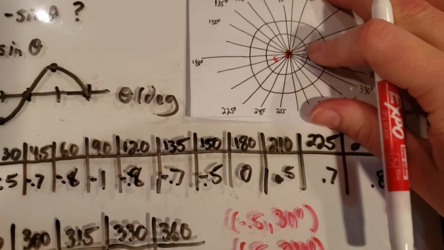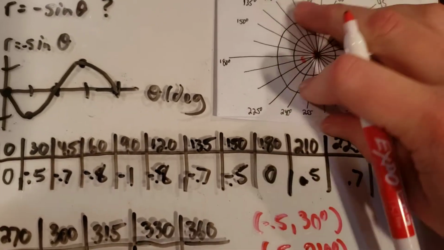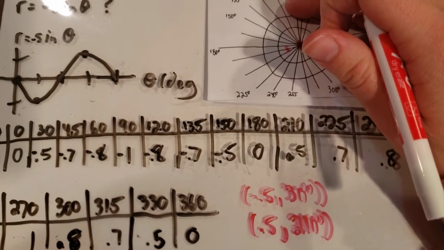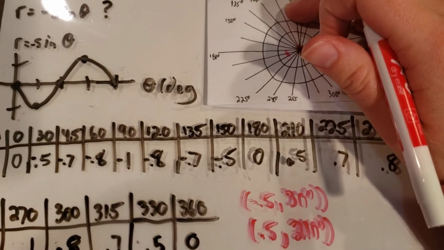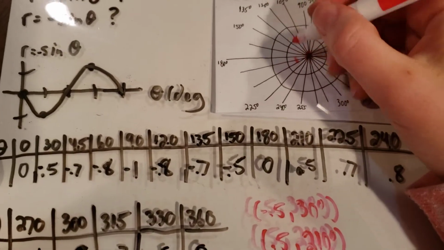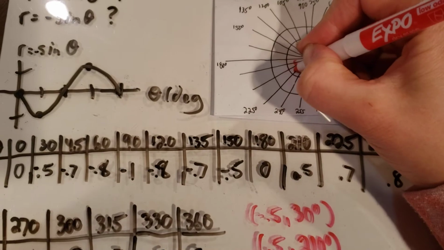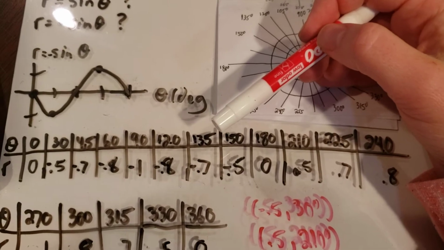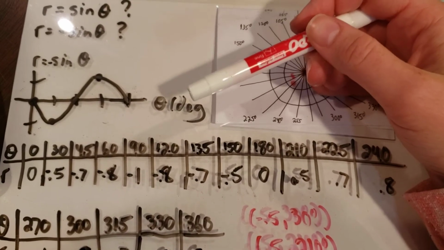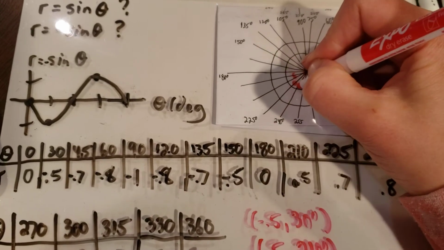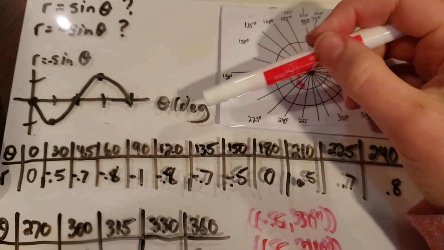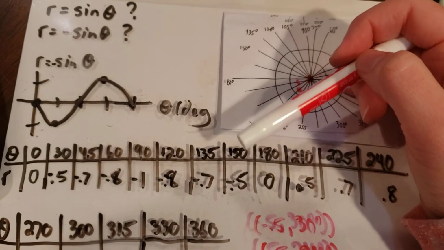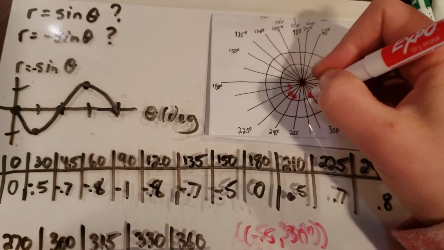Next, when theta is 45 degrees, r is negative 0.7. We have to change that to 0.7, so we have to add 180 to 45, which puts us at 225. So at 225, r is 0.7. Then 60 degrees, negative 0.8. Got to write it as r is positive, so that's 0.8. 60 plus 180 puts us at 240, 0.8. Then at 90, r is negative 1. So 1 comma 90 plus 180 puts us at 270.